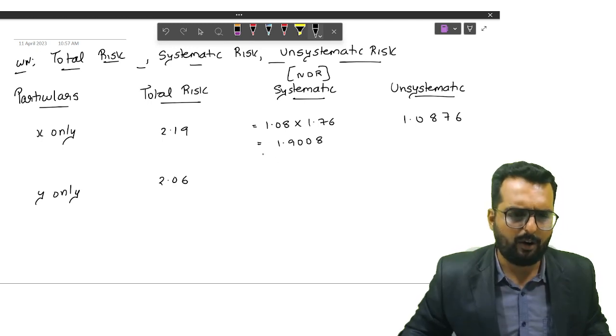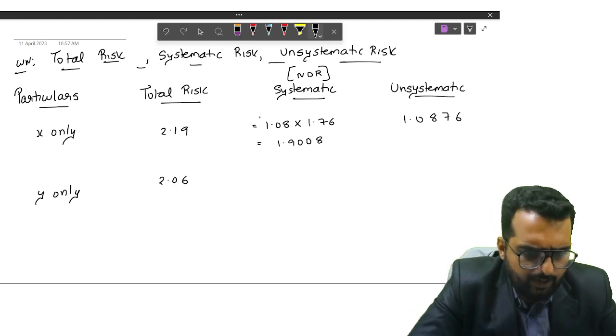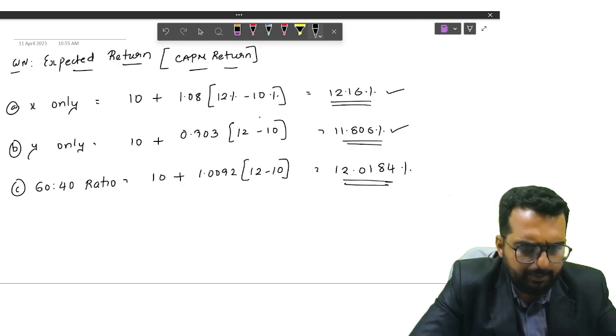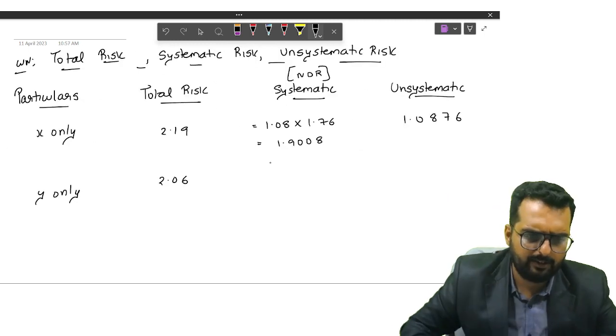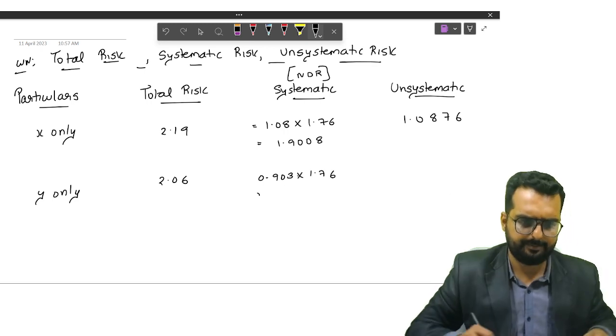2.08. And the non-diversifiable risk will be beta into standard deviation of the market. So how much is the beta for Y only? 0.903 into 1.76.